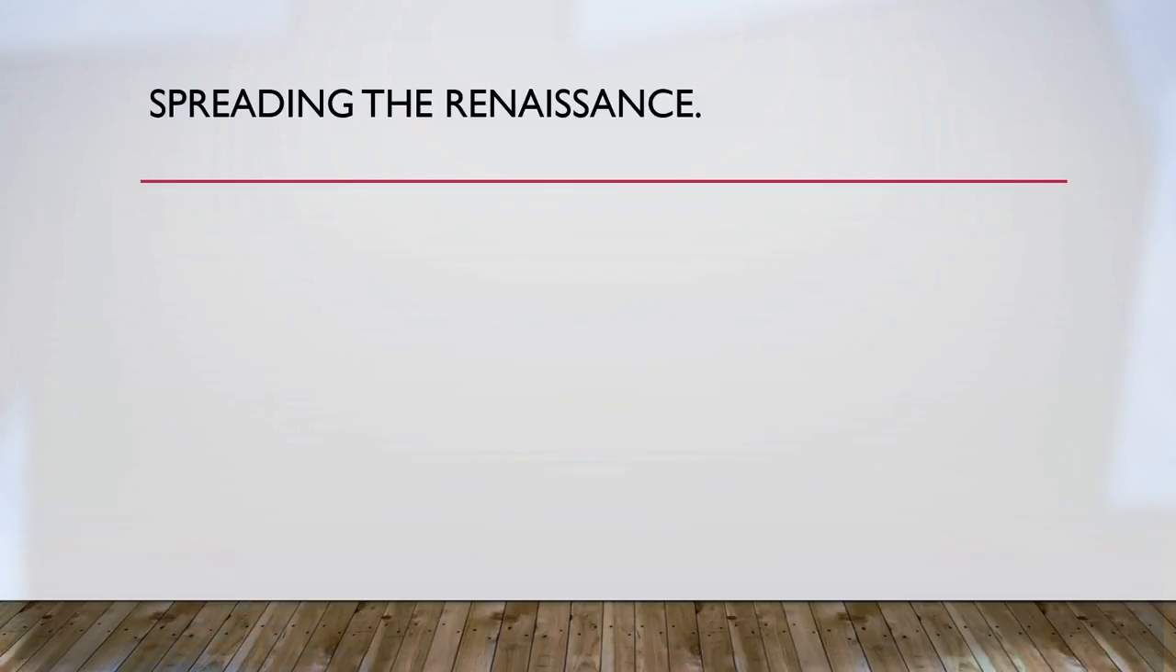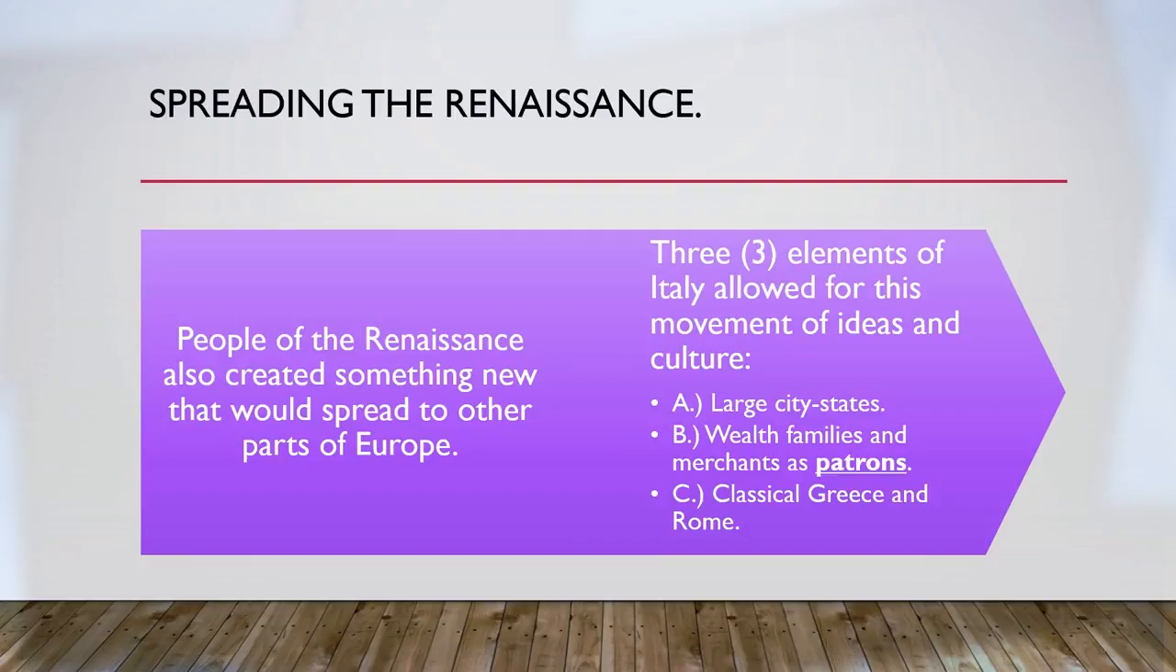So spreading the Renaissance. People of the Renaissance are also going to create something new that's going to spread to other parts of Europe. And we'll talk about how it spreads to other parts of Europe later on in the class, and the changes that happen around Europe and the world for that matter. But there are three elements in Italy that allow for the movement of ideas and culture and why the Renaissance begins here. Okay, first we have large city-states.